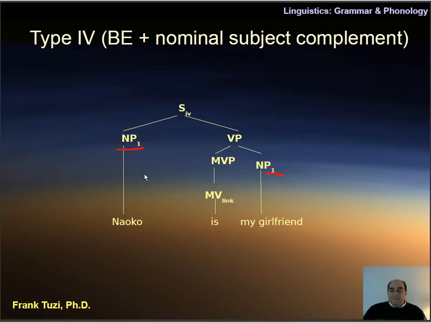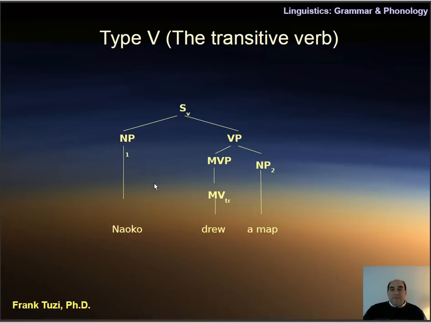All right? Last one, type 5. Type 5 sentences are transitive. They require an object. Okay? They require a direct object. Most of your verbs, most of your action verbs are going to be this way.